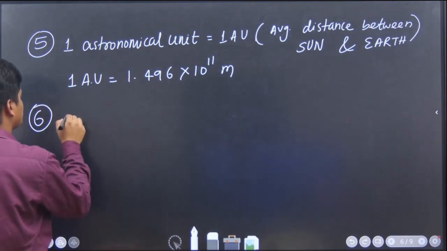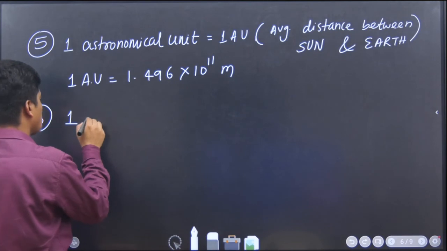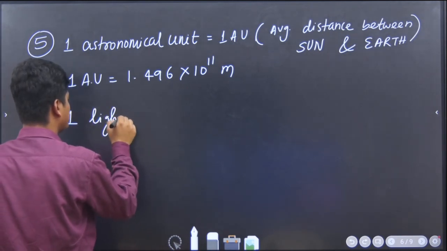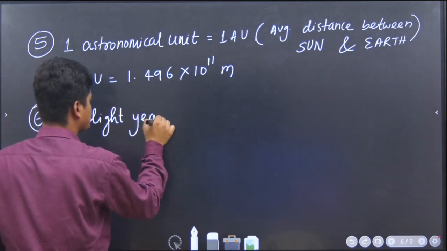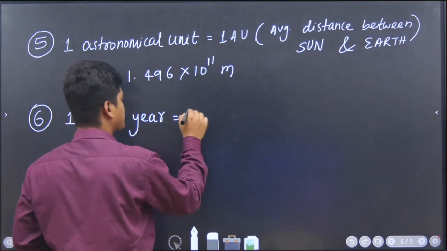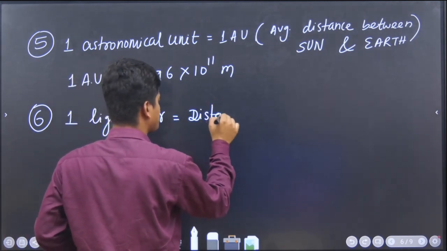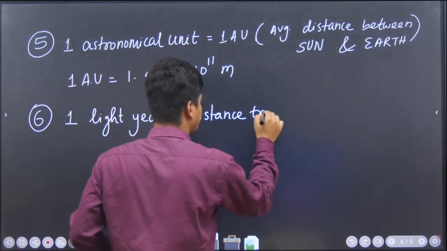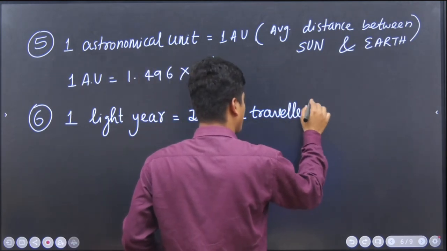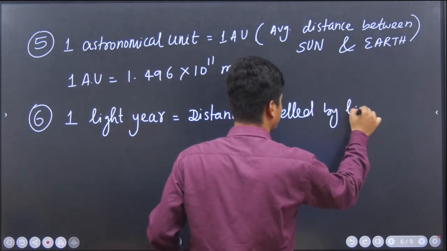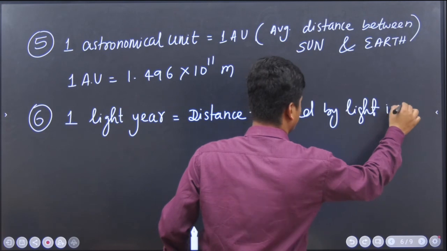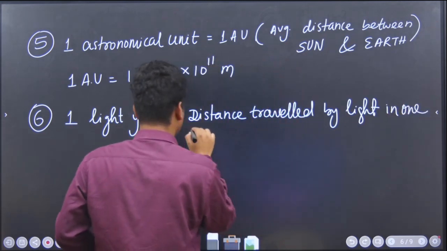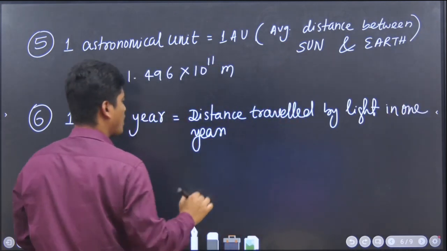Now, if you want to write 1 light year. So, what is 1 light year? Light year is basically a distance. It is the distance travelled by light in 1 year.